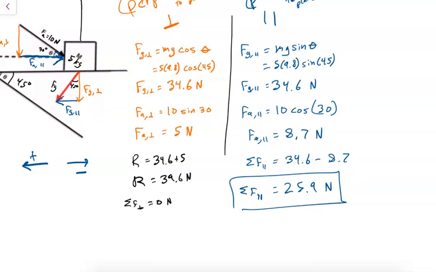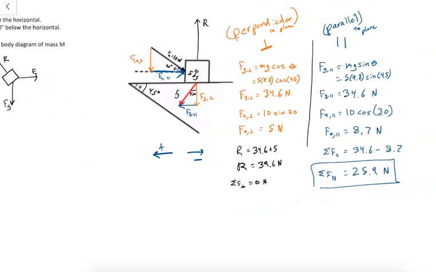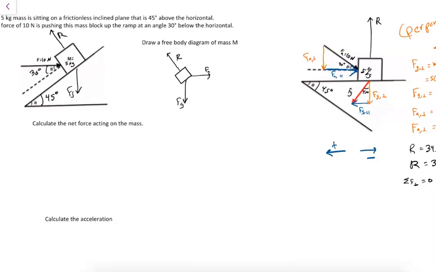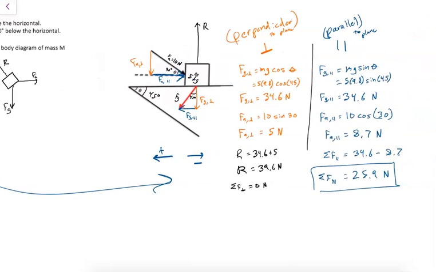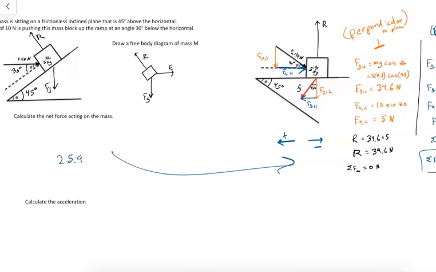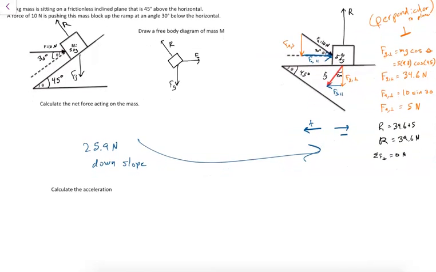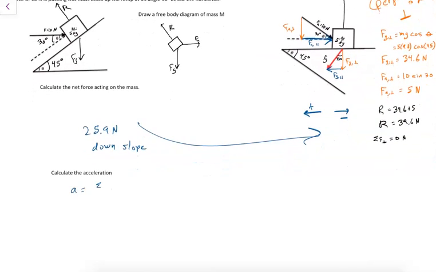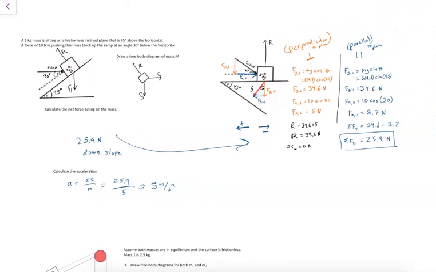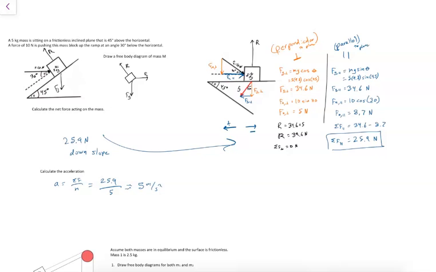And then, therefore, the object should still be falling down the slope. So the net force I calculated is 25.9 newtons down the slope. And so calculate the acceleration. Well, my acceleration is equal to my net force divided by my mass. So it's 25.9 divided by 5. And that's going to be around 5 meters per second squared, falling down the incline. Okay. So it wasn't actually pushing up the slope.